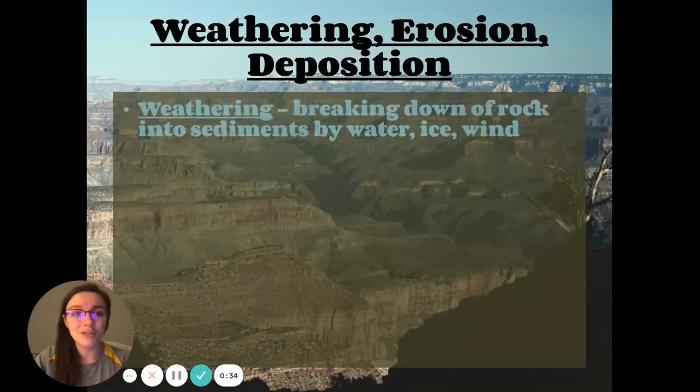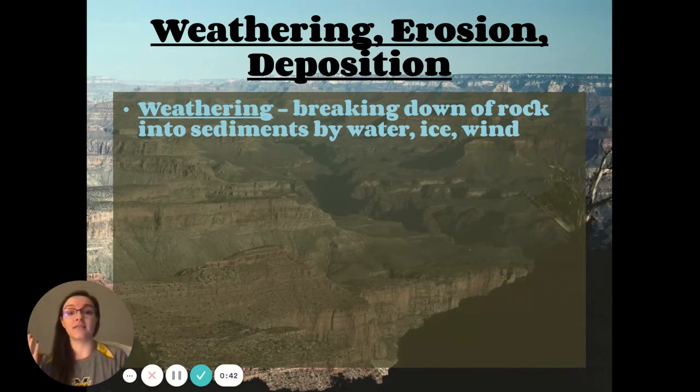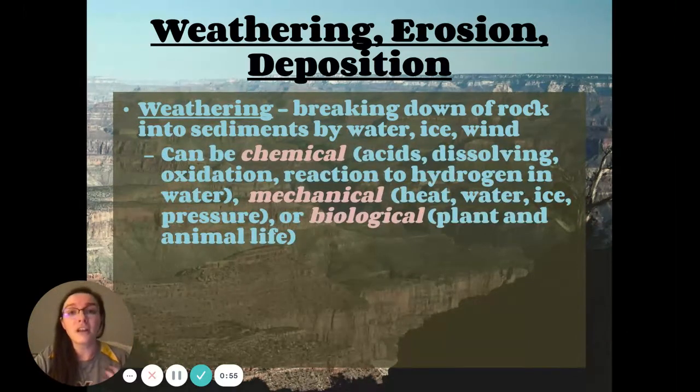So, weathering, erosion, and deposition. Weathering is breaking down rocks into smaller pieces, into sediments. This can be the size of a boulder or the size of a grain of sand. Sediments can range in size. And typically, weathering is done by water, ice, wind, things like that you're already familiar with. Although there are a lot of different kinds of weathering.